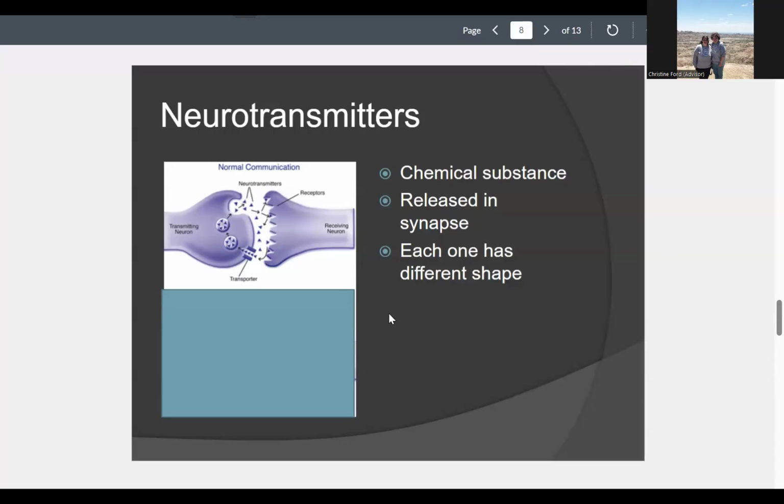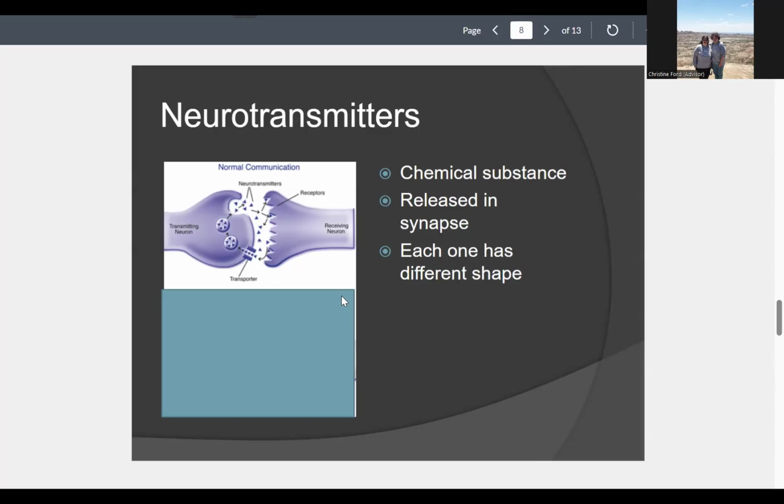Each neurotransmitter has a slightly different shape, and they are picked up by the most accurate or most like-shaped receiving neuron. It's almost like putting a key into a lock. When you put a key into a lock, only certain keys fit into certain locks, and that's the same with the neurotransmitters.